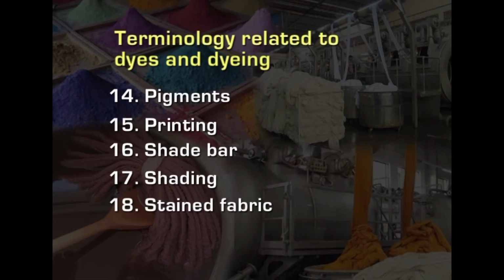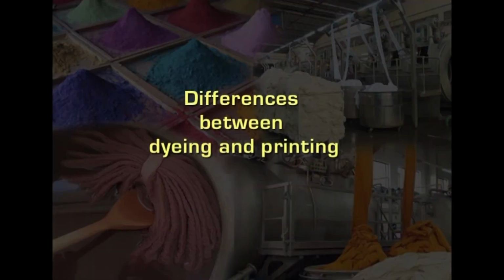Stained fabrics indicates a discoloration caused by a foreign substance, such as dirt, grease or oil, or any sizing residue on the fabric before dyeing. So, it makes a shaded fabric. Differences between dyeing and printing. Textiles are generally colored by using two methods of imparting color, that is dyeing and printing.